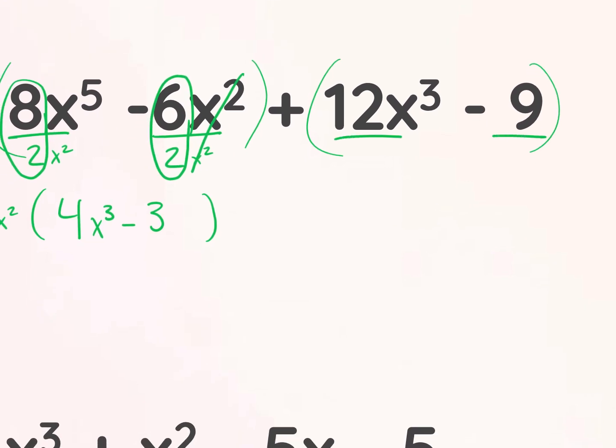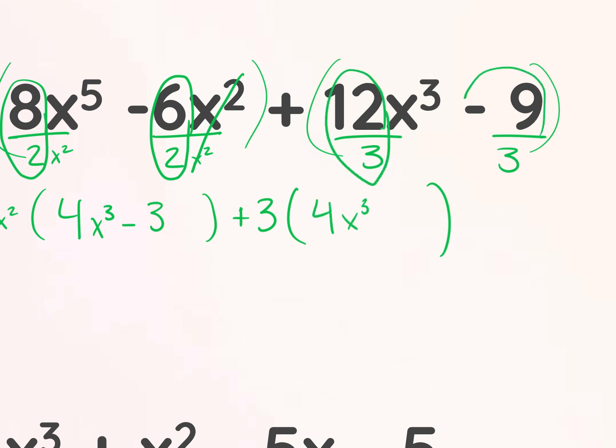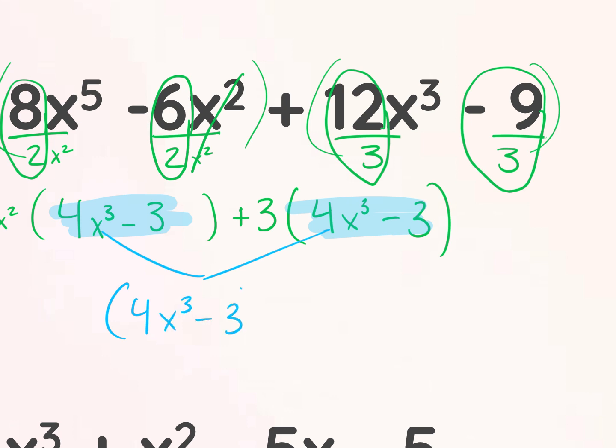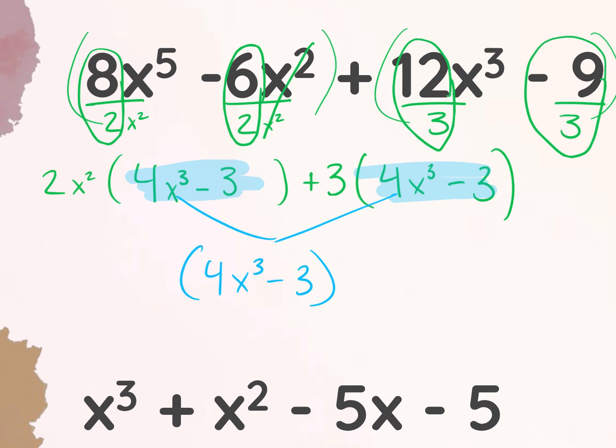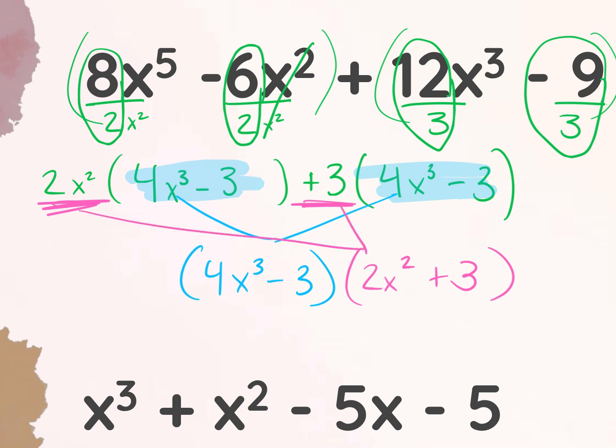What's our GCF from the second group? 3. Can I take out an x? Does this 9 have an x there? Nope, so just 3. So I'm going to put plus 3 on the outside because it's a positive 3. What's 12 divided by 3? So 4x cubed and negative 9 divided by 3? Minus 3. Are my parentheses exactly the same? Yes. The same thing here and here. So I'm going to group those 2 together just to be 4x cubed minus 3. And then what's my other parentheses going to be? 2x squared plus 3. So the 2 things on the outside go together for your other parentheses.